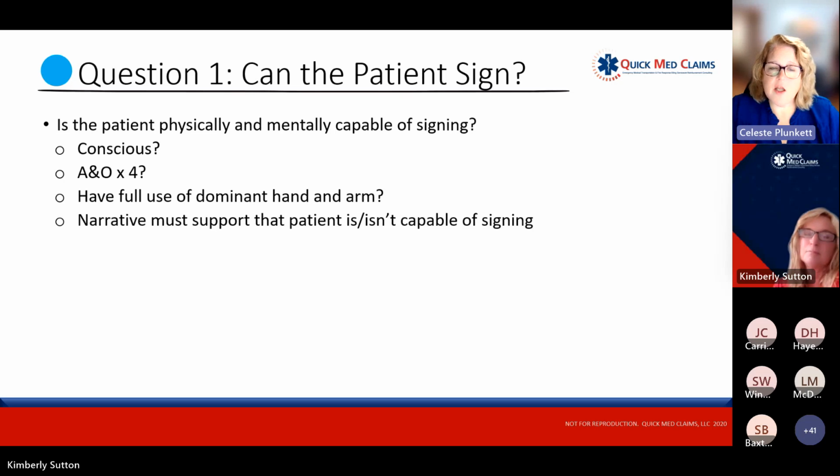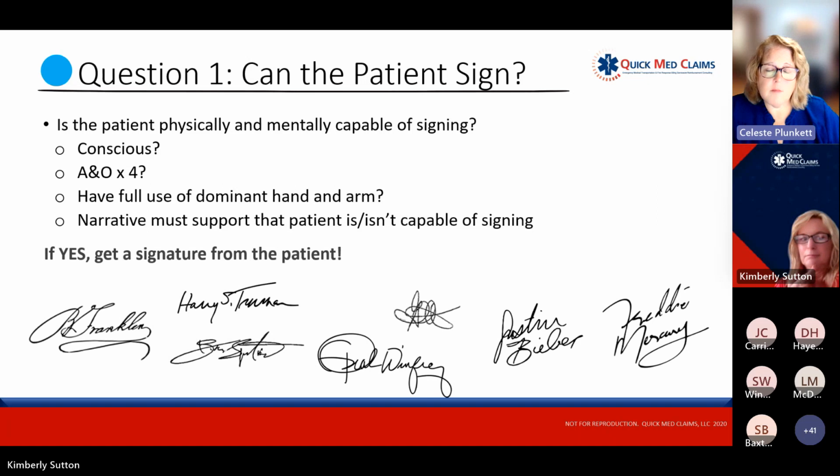If that's the case, document that in your narrative so that you can support getting a Section 2 or a Section 3 signature. You use the PWW standard form. When we say Section 1, that is the patient signature area. Section 2 is the authorized signer. And Section 3 would be the receiving facility. Signatures can look all crazy, like any of these signatures here. But if the patient is awake, alert, and oriented and physically and mentally capable, get them to sign.